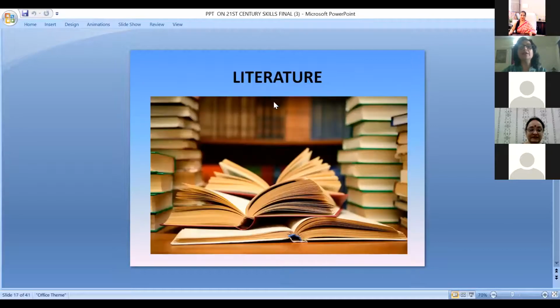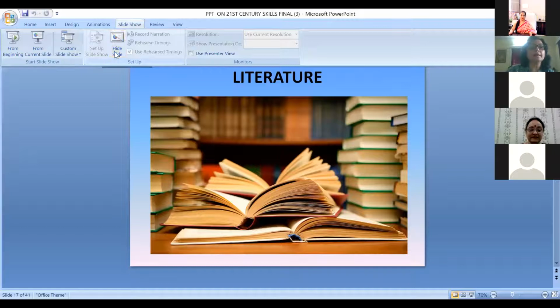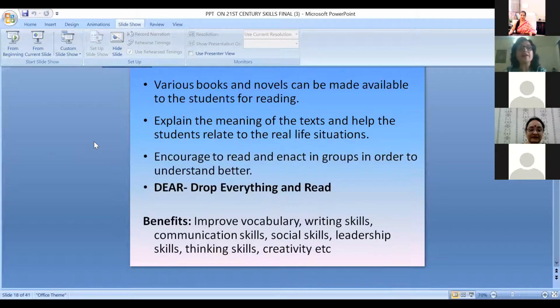Next we come to literature. Now if you see about literature, in literature basically various books and novels can be made available to the students for reading, explain the meaning of the text and help the students relate to real life situations, encourage them to read and enact in groups in order to understand better. As Devika ma'am told us yesterday, that is drop everything and read.